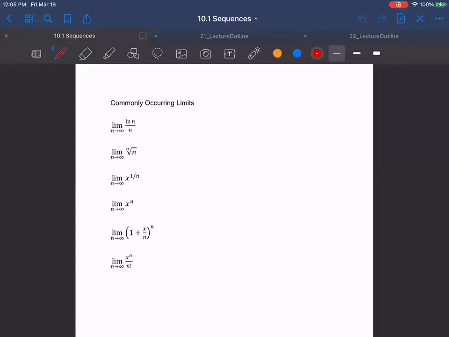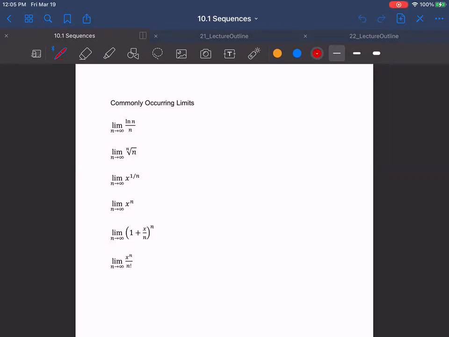We finished last time talking about L'Hopital and how we could use it basically in limits, and therefore use it in deciding if our sequences converge or diverge. So here are some commonly occurring limits that you probably want to have down pretty well.